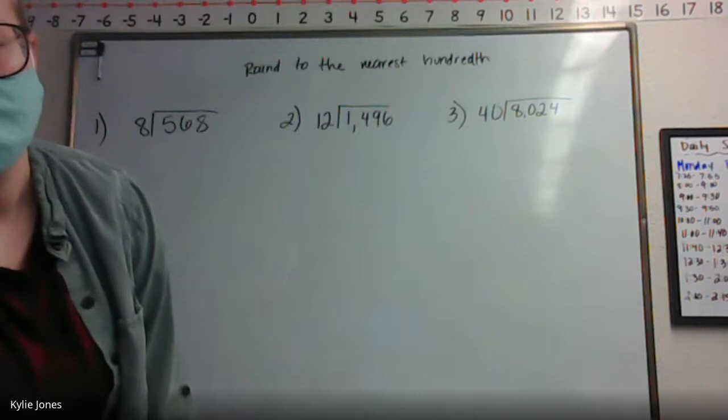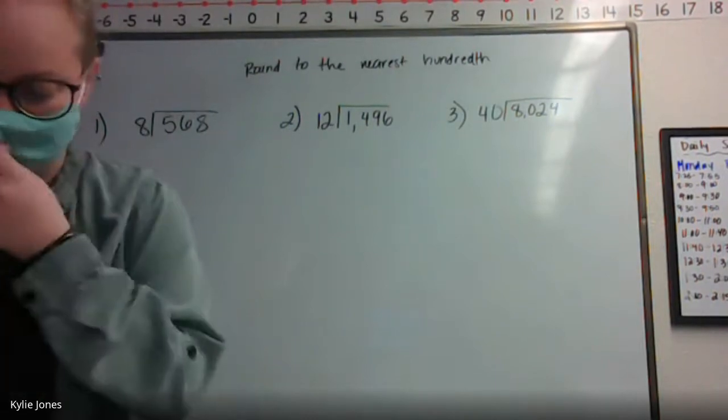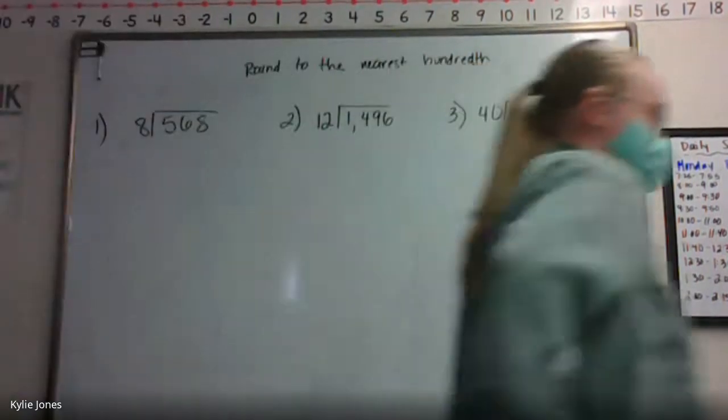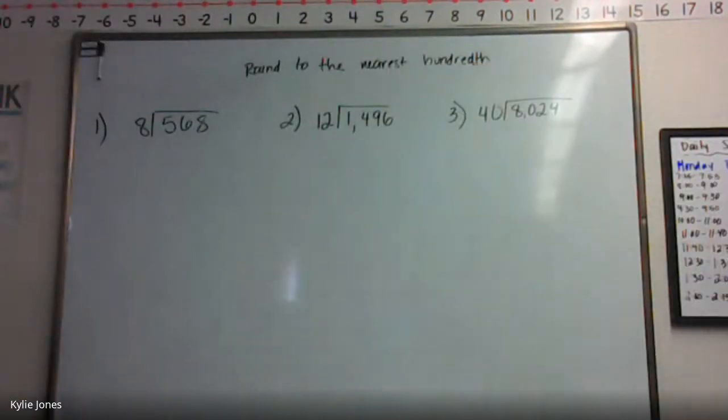Stay focused, guys. You're going to show me how to do this now. Remainders, then 2 decimals? Yes. And then round it? Yes, to the nearest hundredth.